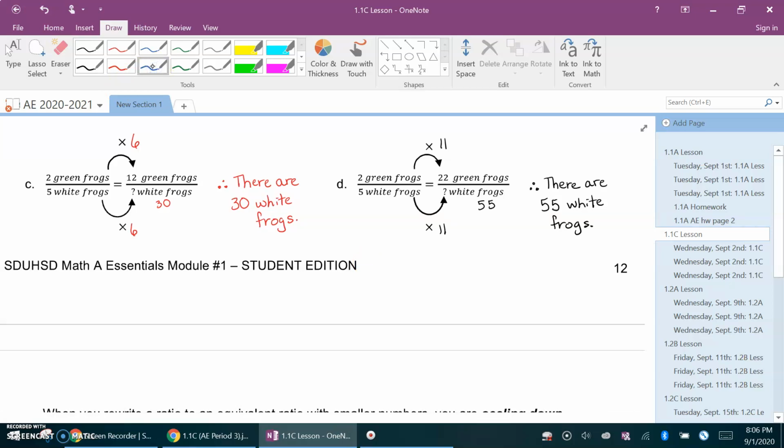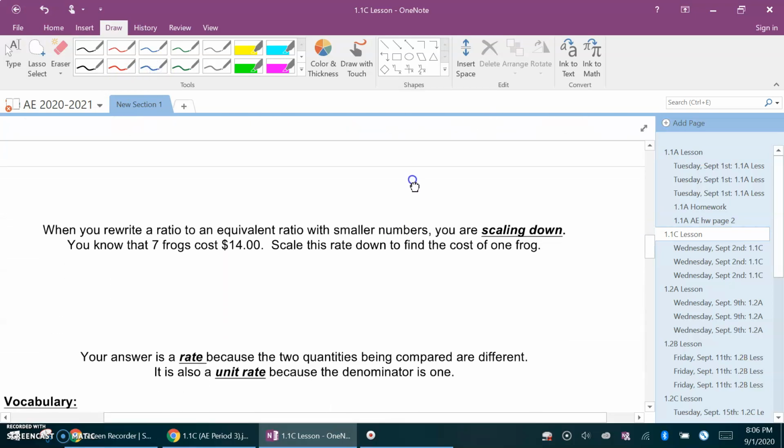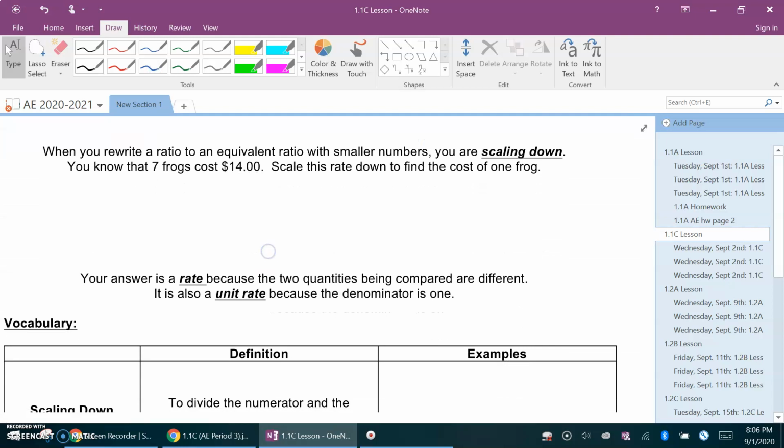Okay, and now we're going to have you go ahead and turn the page. So we're going to be on page 13. So when you rewrite a ratio with smaller numbers, that means that you're scaling down. And so what we're going to be doing is we are going to be dividing. So scaling down means dividing.